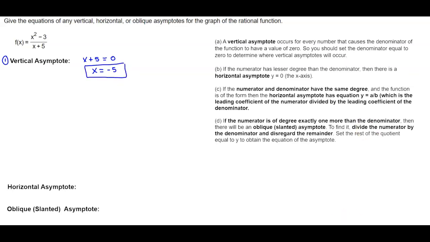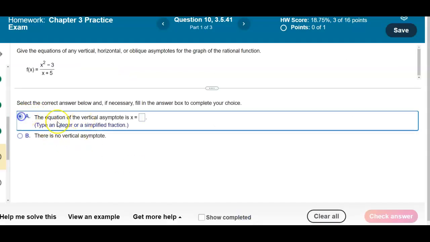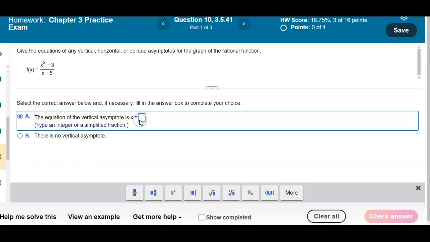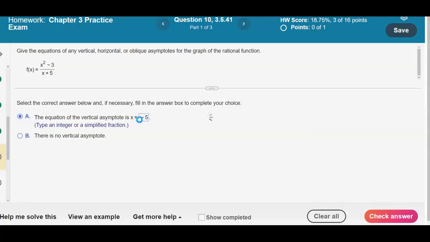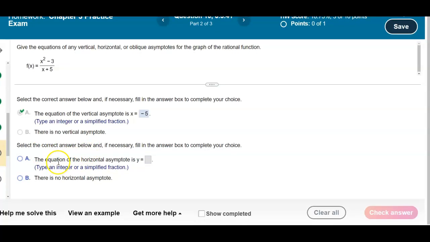So let's go ahead and put that answer in here. We get the equation of the vertical asymptote: x is equal to negative 5. And again, that's where it causes the denominator to equal 0. Now it says select the correct choice below, and it's asking us to find the equation of the horizontal asymptote, or if there is no horizontal asymptote.